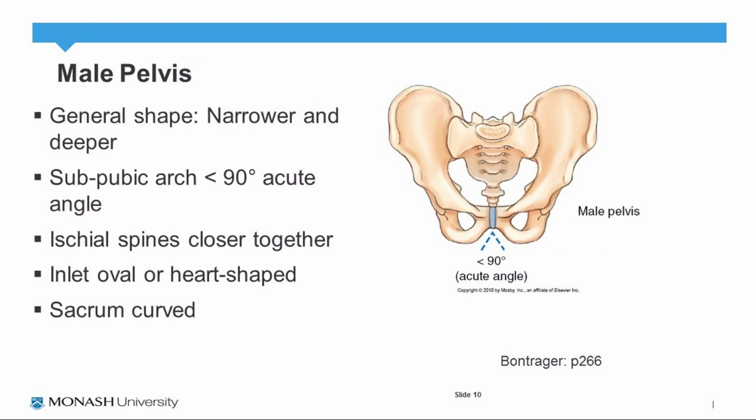For the male pelvis, which is narrower and deeper, the subpubic arc is less than 90 degrees, so it has an acute angle. And on X-rays, you will find that the ischial spines are much closer, and also the inlet is more oval or heart-shaped, and the sacrum is more curved.